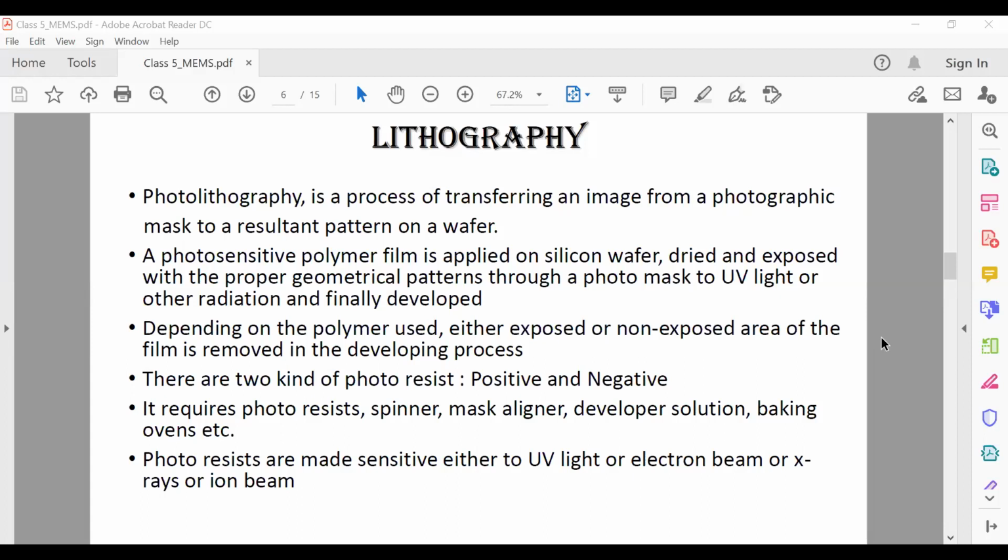Okay. Is this slide visible? Yes, sir. Okay. So you have a basic idea about photolithography from seeing this video.